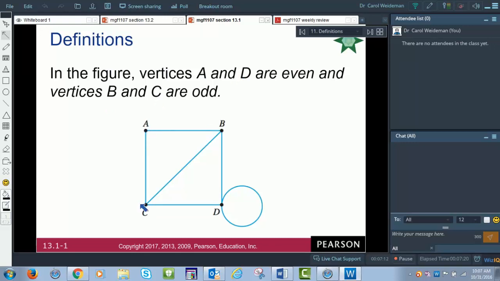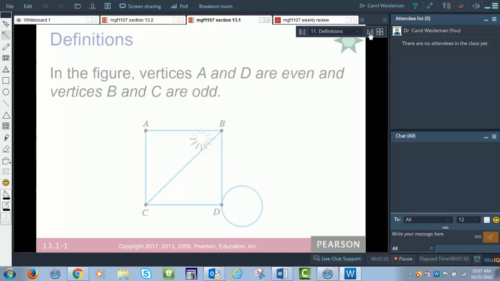So let's take a look. A is even. It only has two edges connecting to it. D is even because it has this edge and this edge. And then remember I said the loop can connect two ways, so it's considered to be two edges. And then B and C, 1, 2, 3, 1, 2, 3. So those are odd vertices.